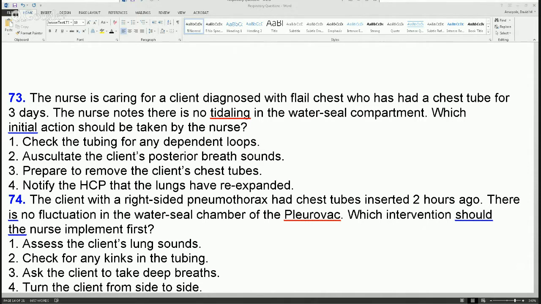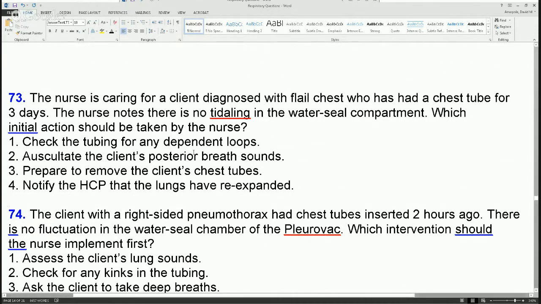Okay, then auscultate the posterior breath sounds. Yes. After 3 days, you'd expect that the lungs have expanded. Just because you expect it doesn't mean that it happened. After the 3-day time limit, it switches from 1 to 2. That's what no tidaling in your water seal compartment is. It could be that, or if it happened early on, there could be a kink. 1 is technically correct if it was earlier than 3 days. Of course.